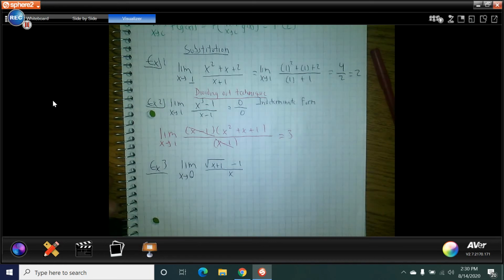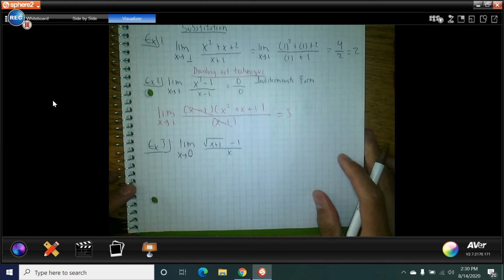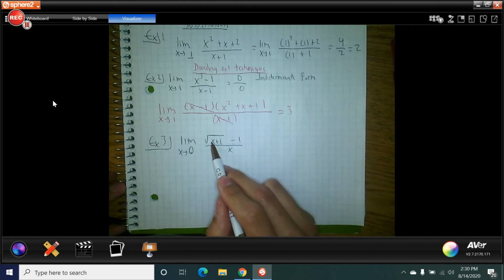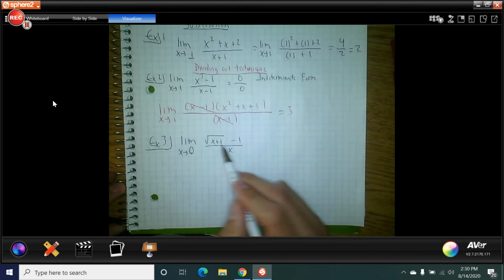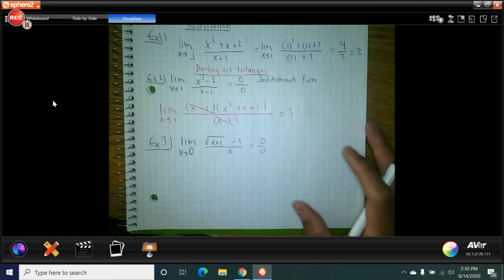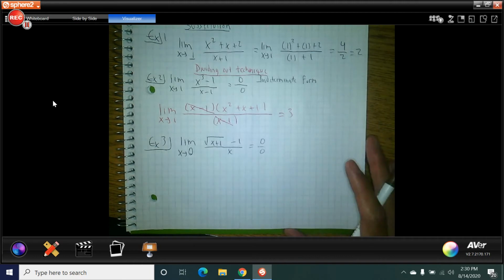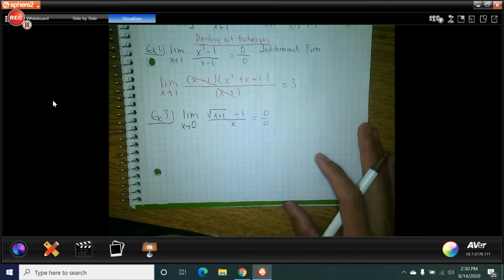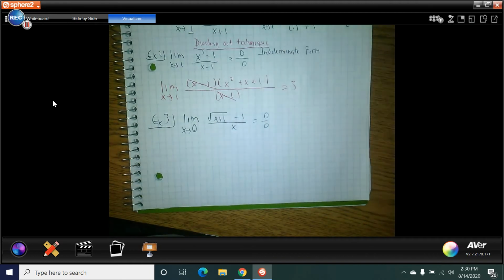Once again, the very first thing you should try, and I recommend every single time, is to just plug in to see what happens. If I plug in 0, we get the square root of 1, which is 1, minus 1 is 0, over 0. So once again, I get that indeterminate form. So I'm going to attempt something else algebraically. In this case, there's really nothing to divide out, so division might not be the best way to go. So maybe I need to try another technique.